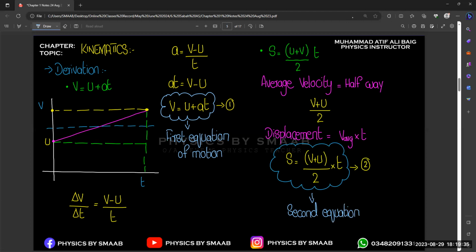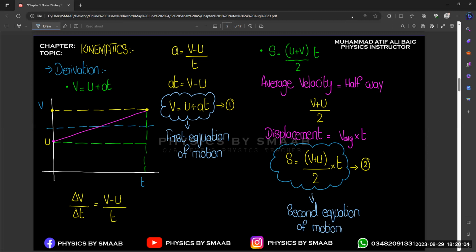In the second equation of motion, there is no quantity of acceleration, right? In the first equation we do not have the quantity of distance, and in the second equation we have time, initial velocity, final velocity, and distance, but there is no value of acceleration, right? And if we want to relate acceleration with the distance, we need to derive another equation, right? Right.